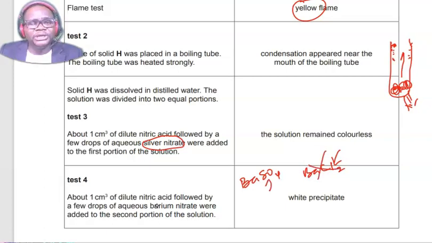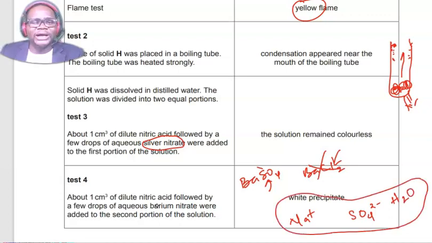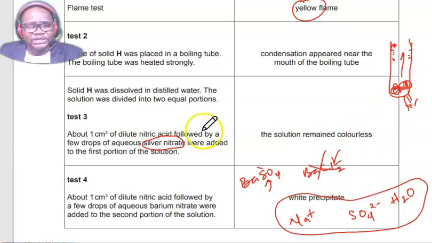So possibly we have barium sulfate being formed. That means that sulfate is present in our solid H. And don't forget, in solid H, we already said sodium was present because of the flame test. Now we are finding out that sulfate is also present. And we also find out that in test 2, we have water vapor being formed and condensed at the side of the tube. So we combine all these together, we may be having a hydrated solution.